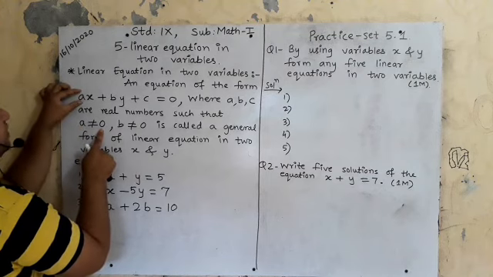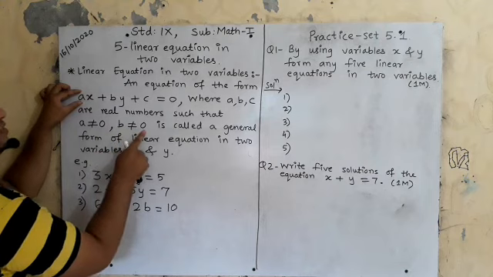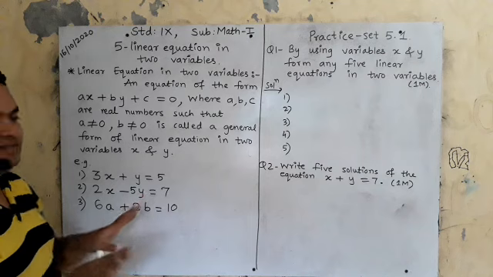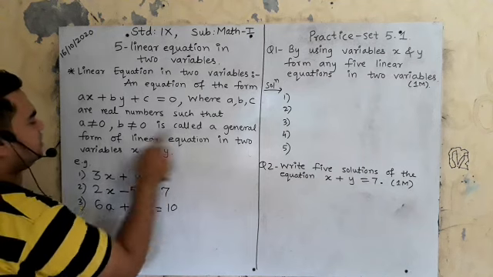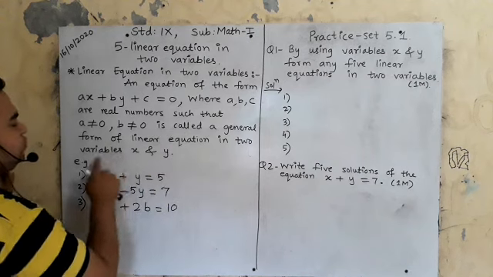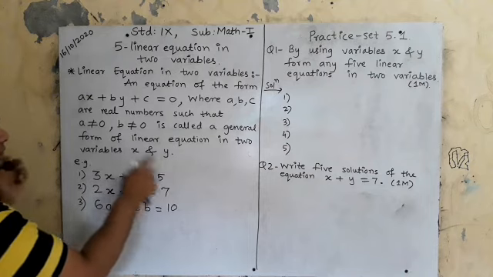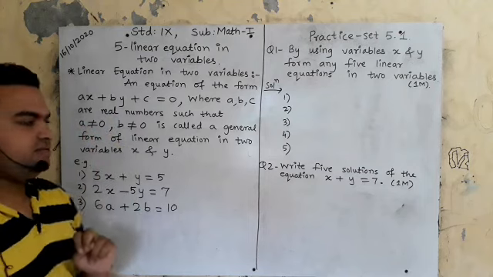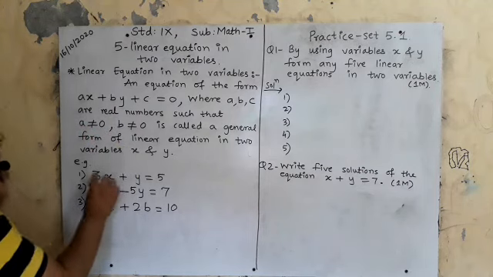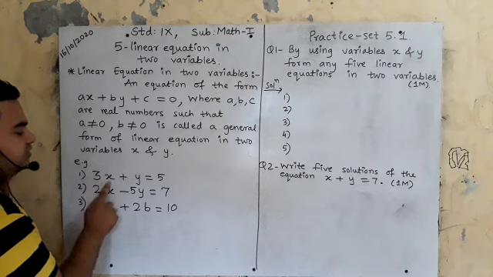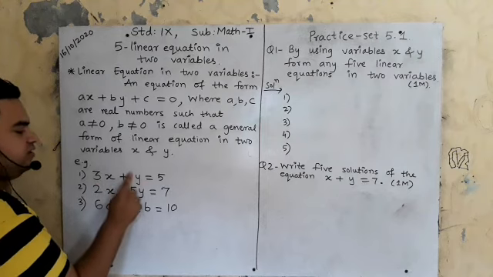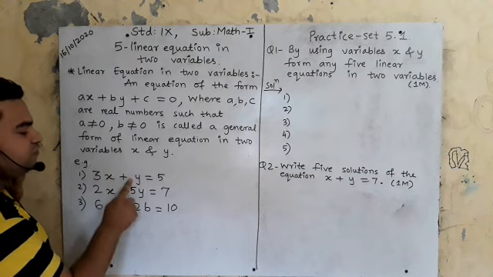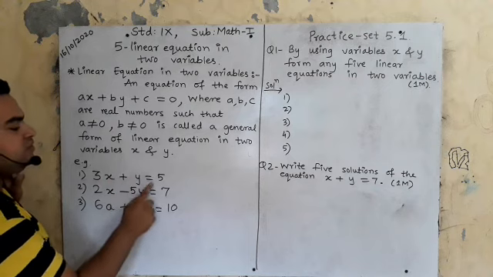Here a will not be 0, and b does not equal 0. Here b will not be 0. This is called the general form of a linear equation in two variables, that is x and y. Can you see, x and y, two variables. Now see the example. Example number 1, 3x plus 1y, where 1 we don't write, but the coefficient of y is 1, is equal to 5.